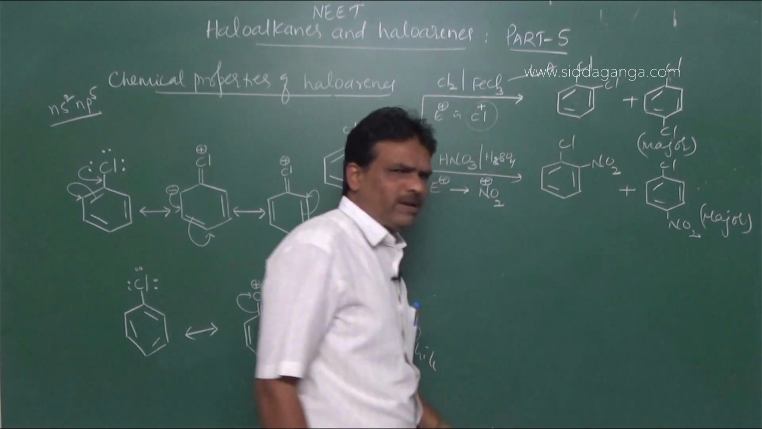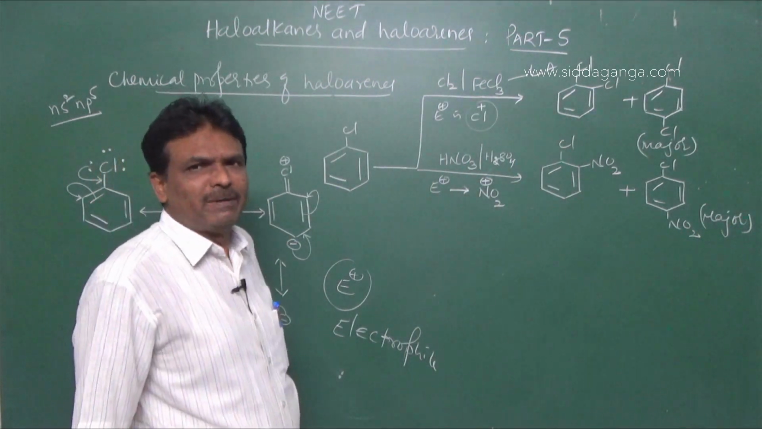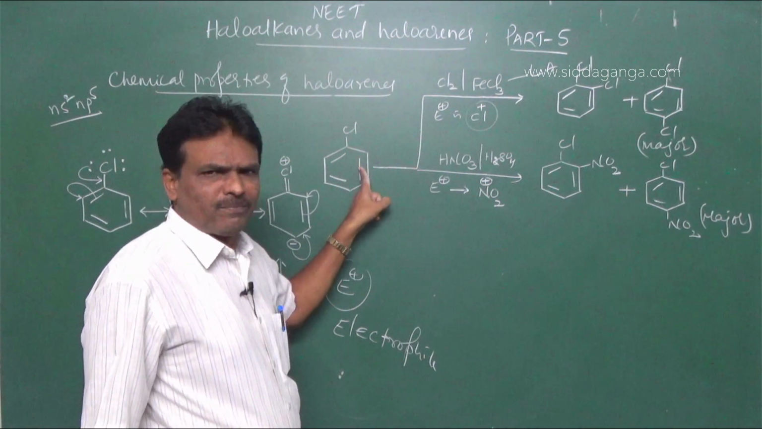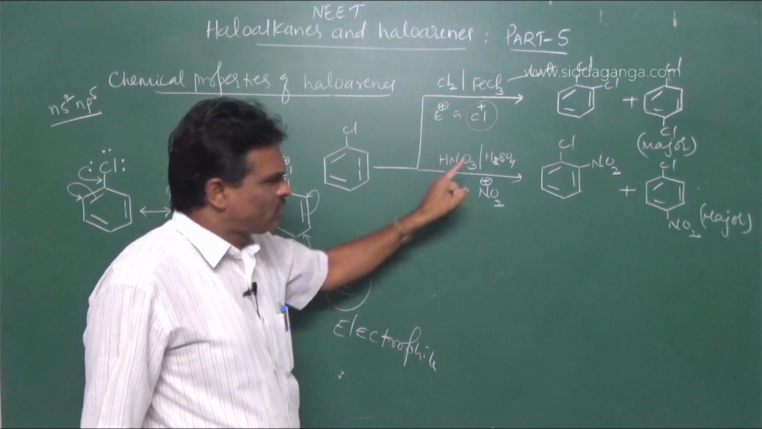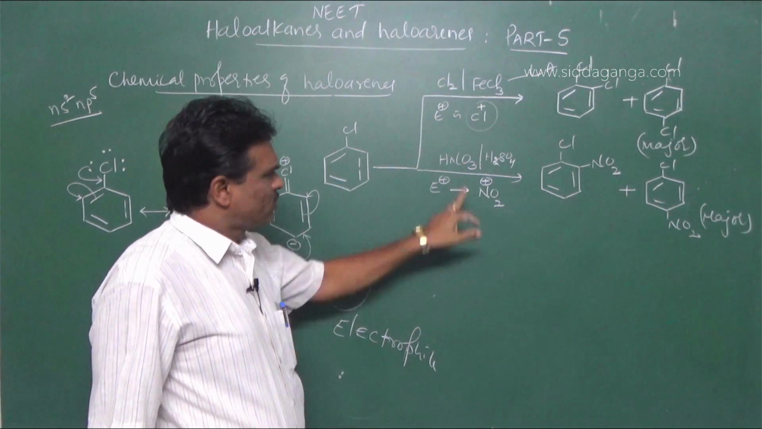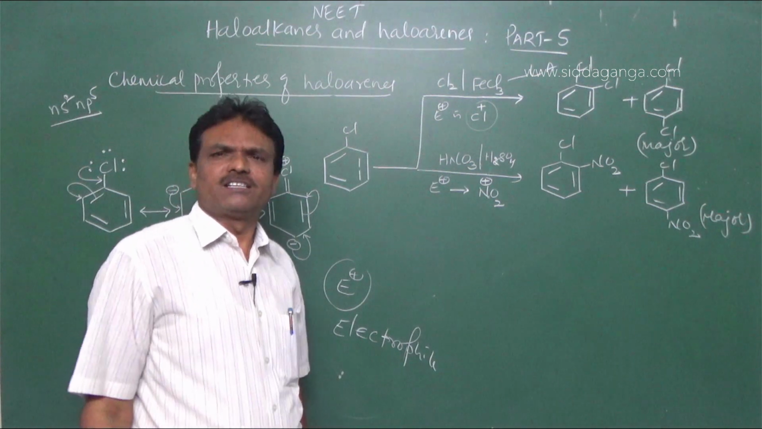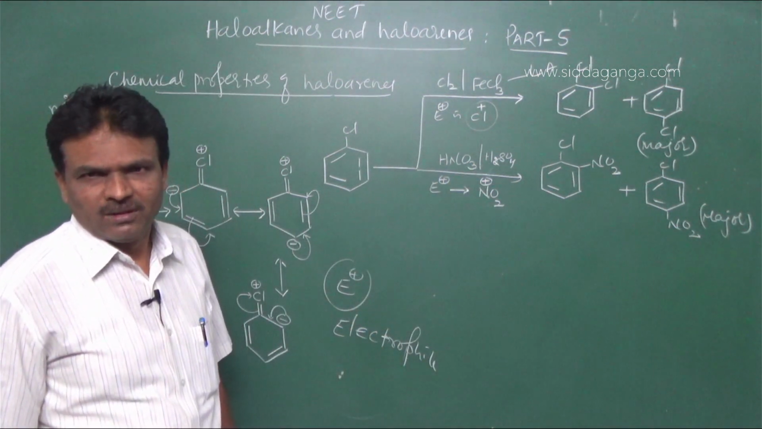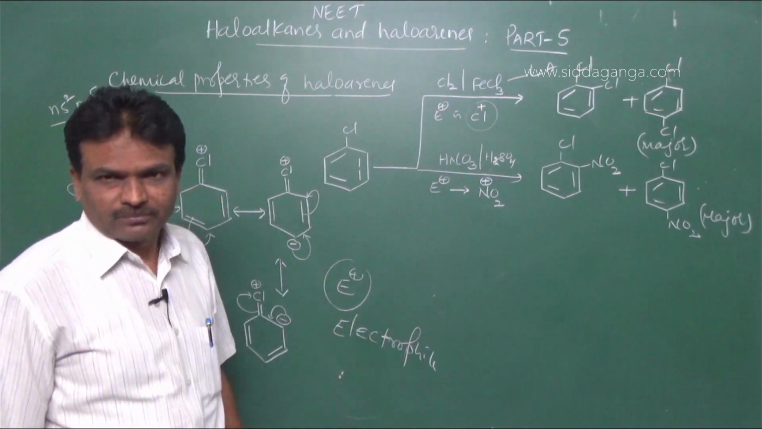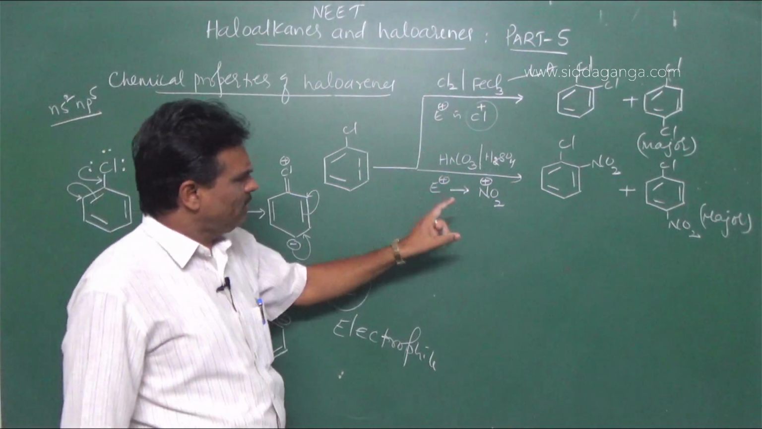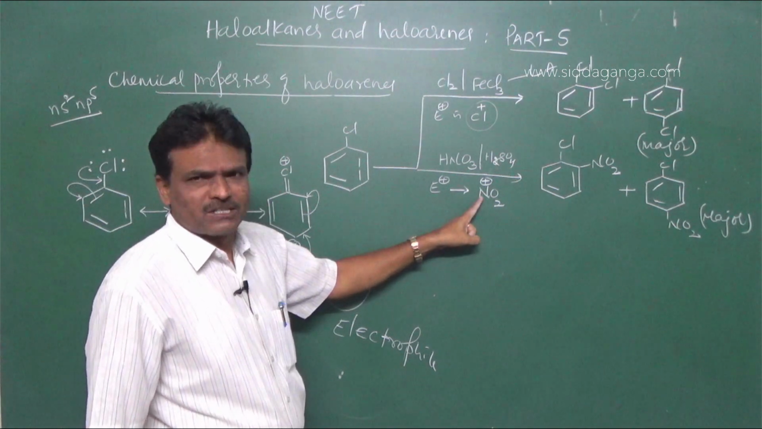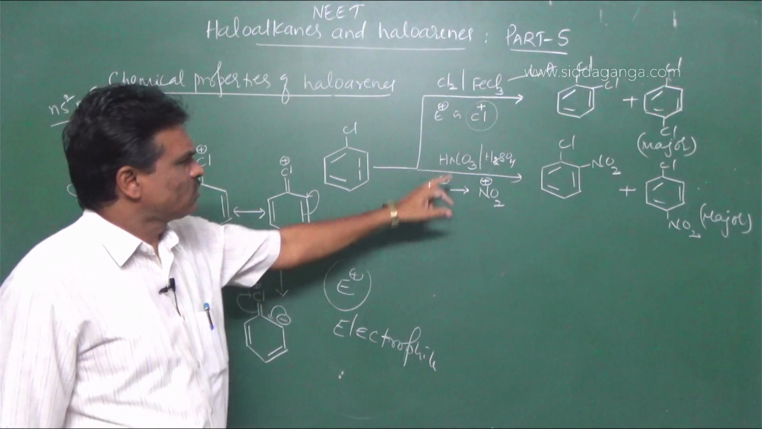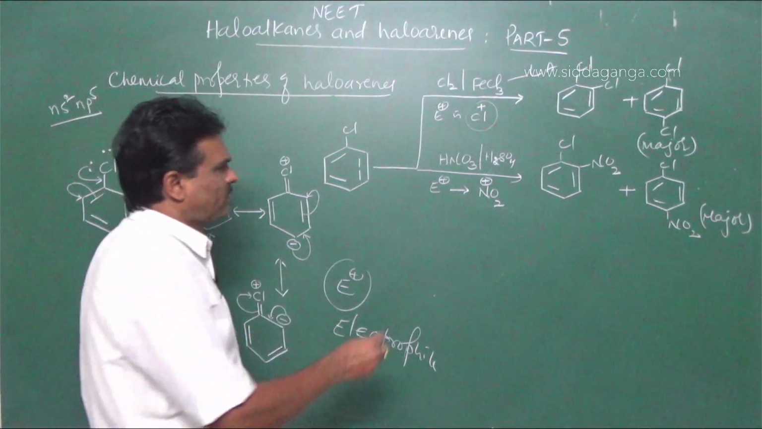Para compounds are always the major compound due to symmetrical structures. So in the nitration of chlorobenzene, nitrating mixture is used. A mixture of concentrated nitric acid and concentrated sulfuric acid is called nitrating mixture. So in this reaction, the active reagent is NO2 plus. The nitronium ion is involved in the nitration of chlorobenzene.